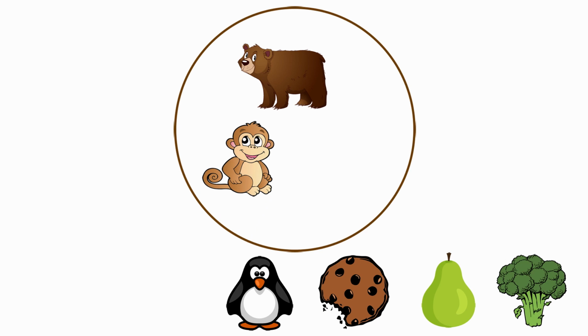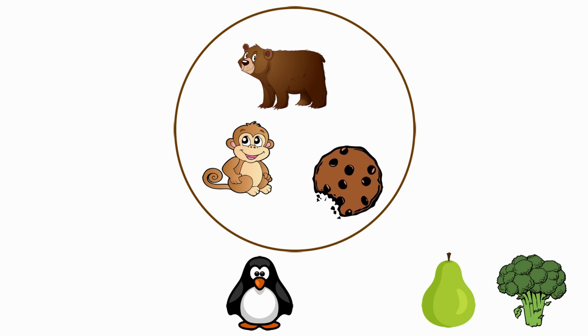Our next picture is a penguin. Is the penguin brown? No, the penguin is not brown. Let's leave it right where it is. Next we have a cookie. Is the cookie brown? Yes, the cookie is brown. Let's move it to the circle.